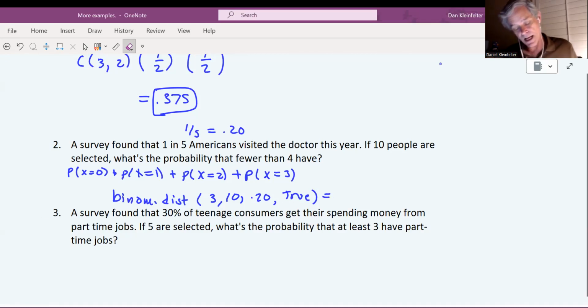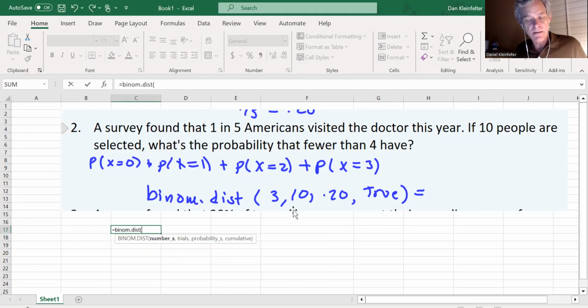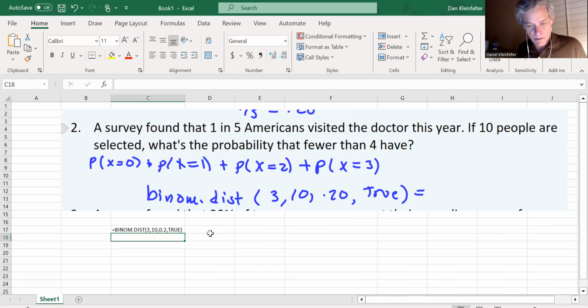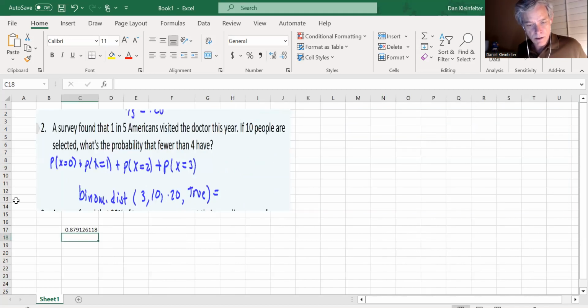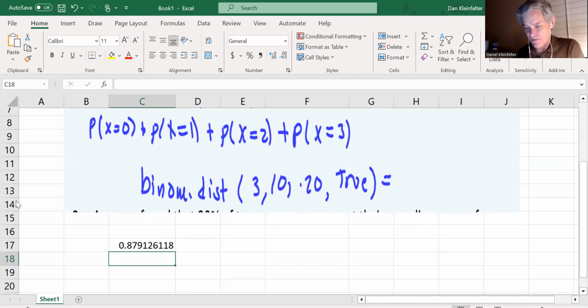Okay, so let's go ahead and do that in Excel and see what we get out of it. All right, so in Excel, we'll have equals and then binomial.dist. We're looking for 3 successes at most out of 10 trials. The probability of success is 0.2, and this time we went true. So that's going to be about 0.879 for that.